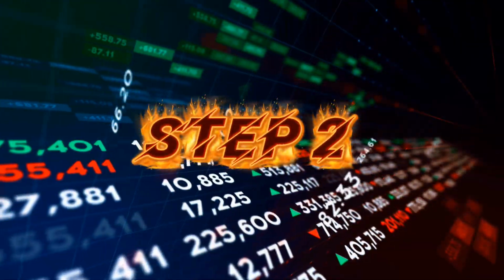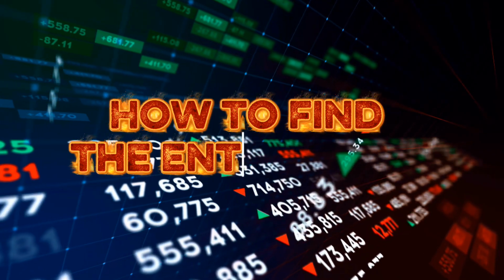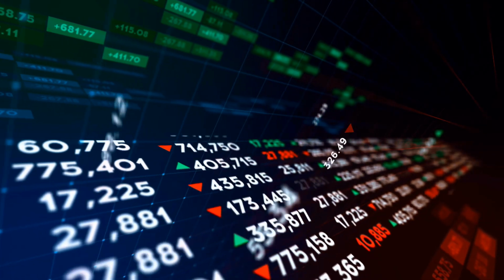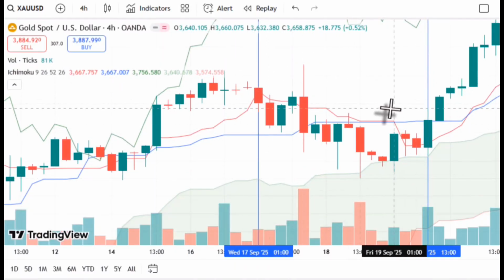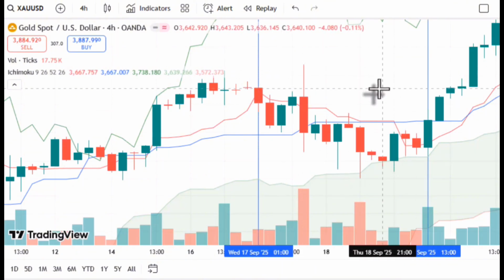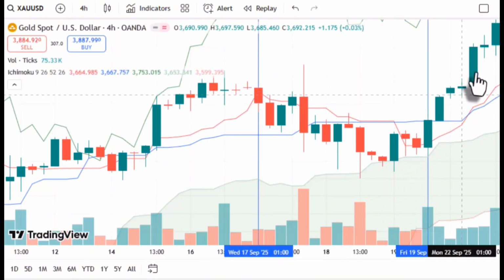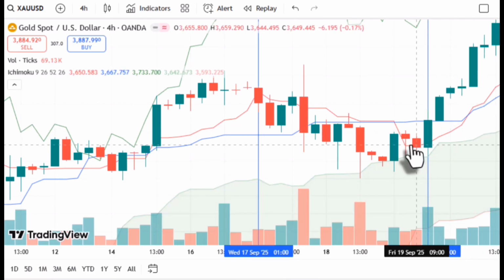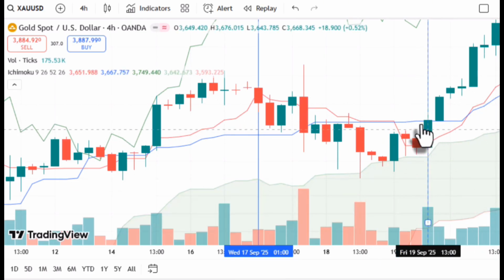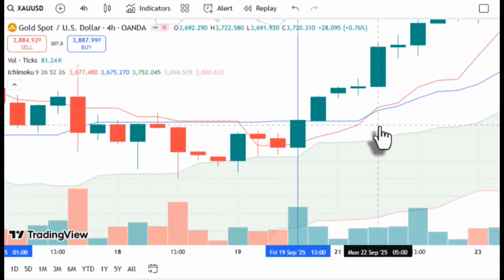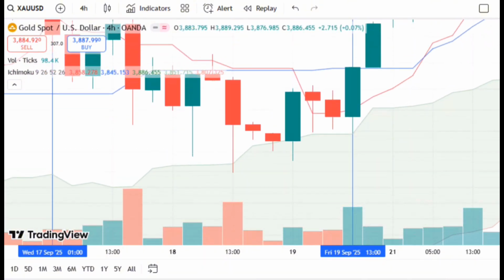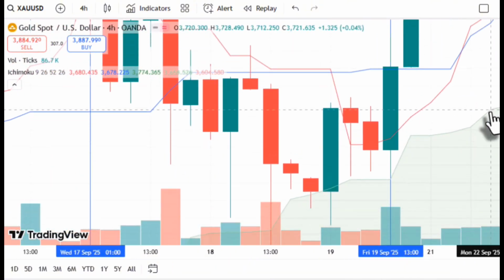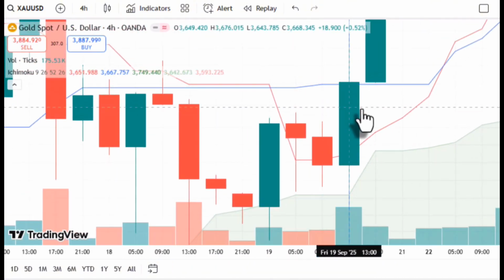Step 2. How to find the entry point. To figure out exactly where we should enter a trade, we need to identify where the uptrend or the downtrend is. In an uptrend, we're looking to buy, and in a downtrend, we're looking to sell. And as you know, we need to get out of that sideways range first. So when exactly do we exit the sideways trend? It's when the price moves above all three of those key parameters we mentioned.